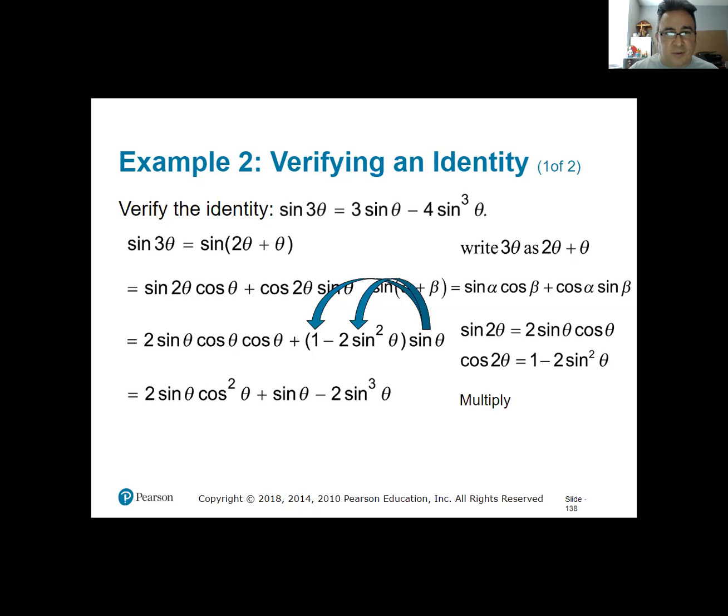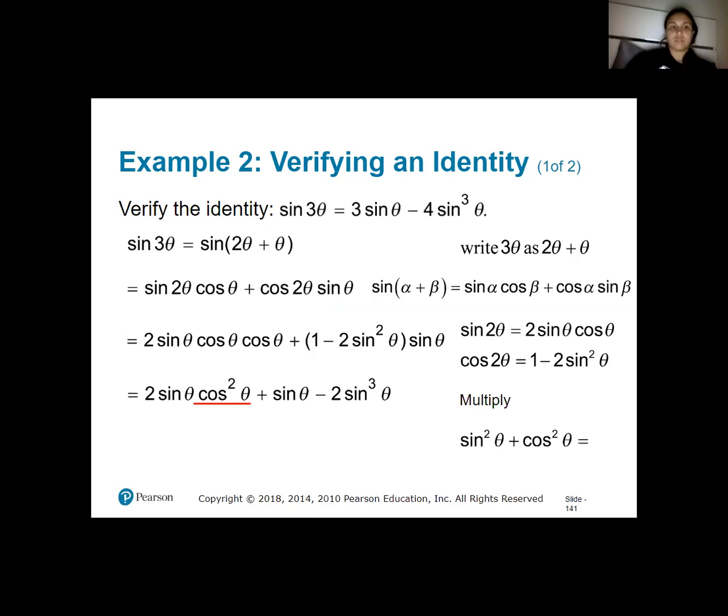So now we're almost there. What's a problem now? Cosine squared of theta. Very good. But I remember one of my Pythagorean identities was that sine squared of theta plus cosine squared of theta is equal to 1. Very good. So if I subtracted sine squared of theta from both sides, I would end up with cosine squared of theta equals what?